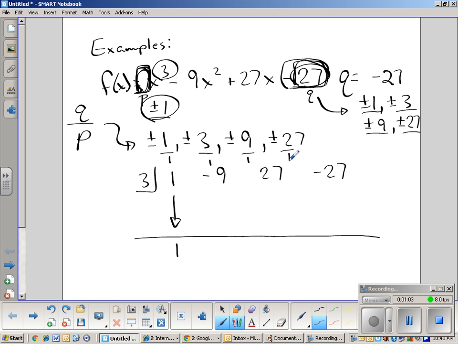Those are all our possible rational roots. And as I said, and I'm repeating for the video, for sixth period, if there's a rational root, it must come from this list of numbers. Okay? If there's a rational root, it must come from that list of numbers. Now, we then took this equation and graphed it.